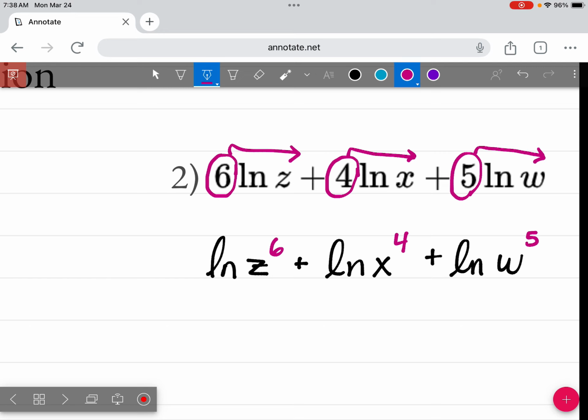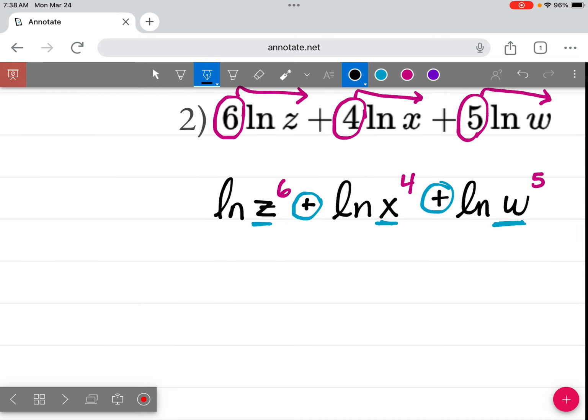Then this one doesn't have any other things than addition. So we're going to take our addition, which means we multiply these arguments. So all three pieces are going to get multiplied together. So we're going to write this as ln of z to the sixth times x to the fourth times w to the fifth.